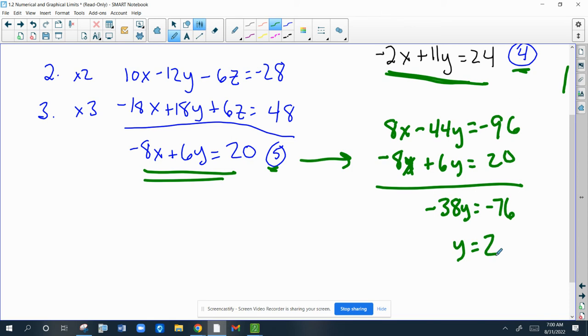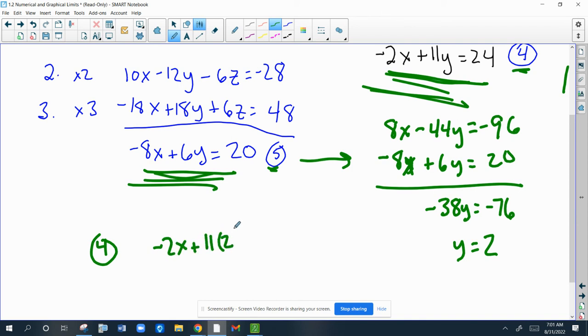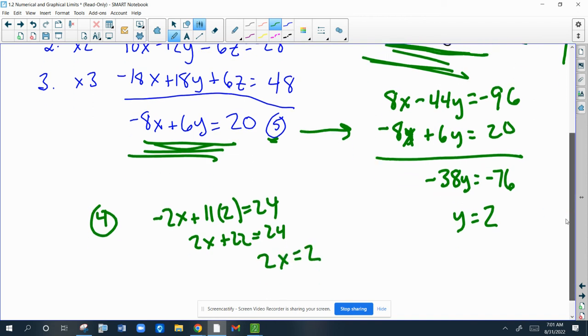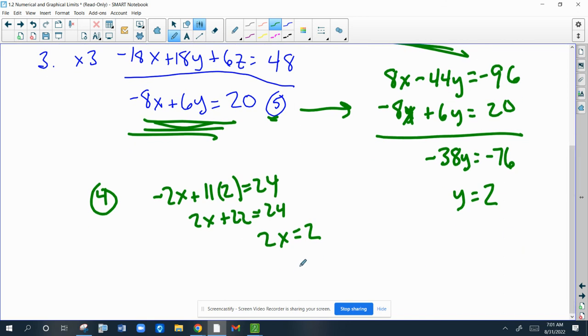They don't always work out nicely, but most of the time when you do them in a math text, they will, just because it makes it simpler, I guess. We're not done because we only have y equals 2. We need to plug it in to solve for x and z. I'm going to use the easiest equation to solve for x, equation number 4. So negative 2x plus 11y, and y is 2, equals 24. Negative 2x plus 22 equals 24, and negative 2x equals 2.